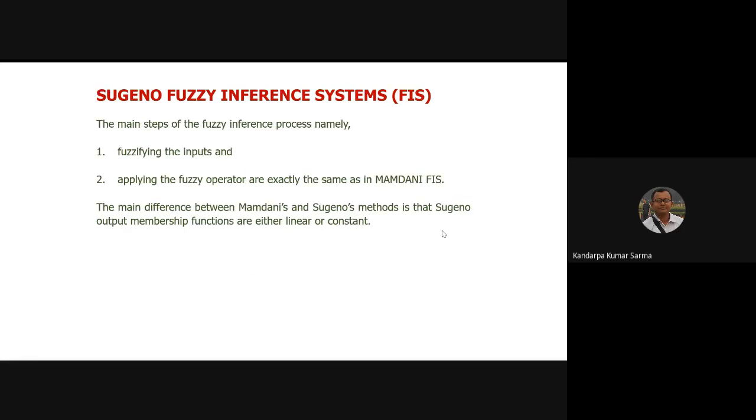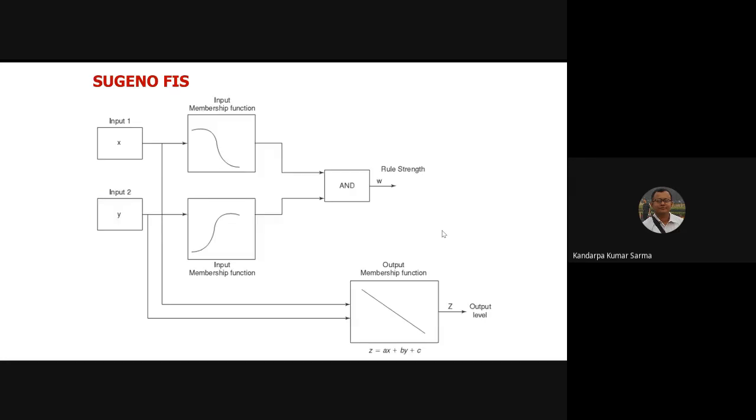And in the case of the Sugeno type, there are two steps mainly: fuzzifying the crisp samples, then you will use the fuzzy operator, the same as in Mamdani. The difference is that in the Sugeno type, the membership functions are either linear or constant. So it is somewhat simplified, yet covering the complete range of values.